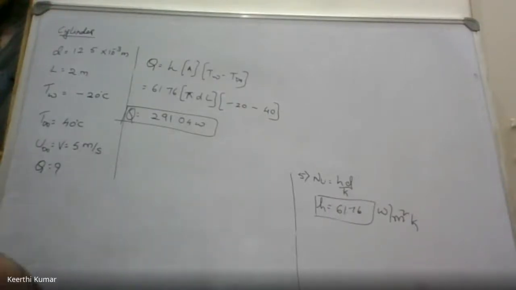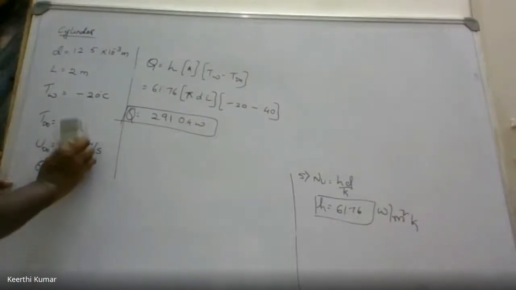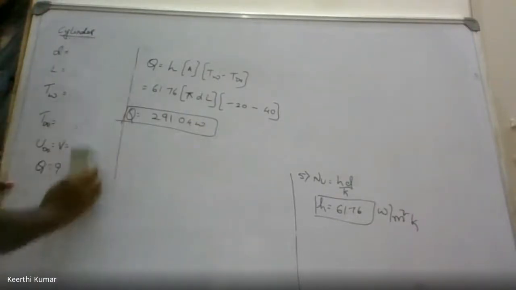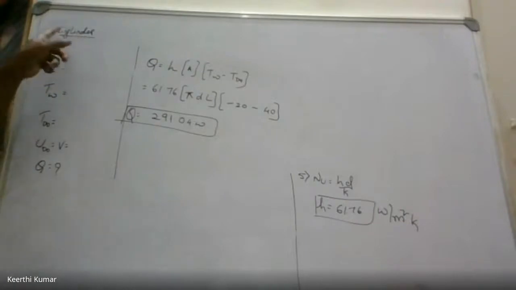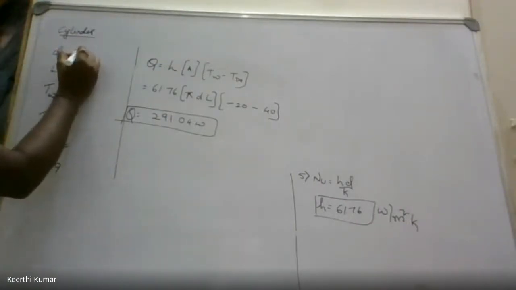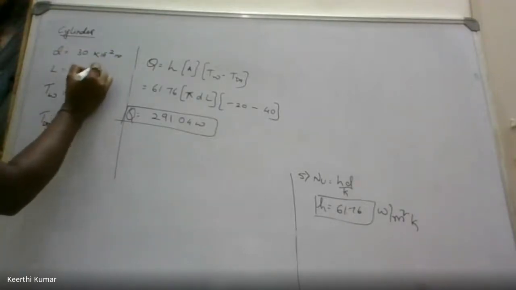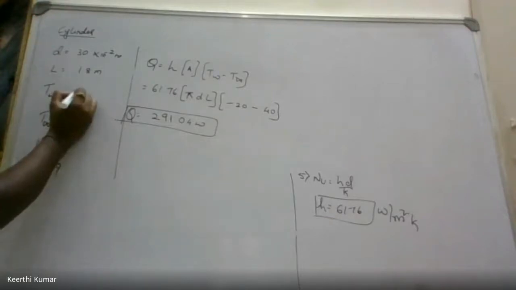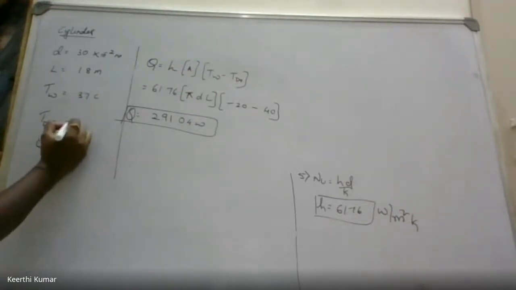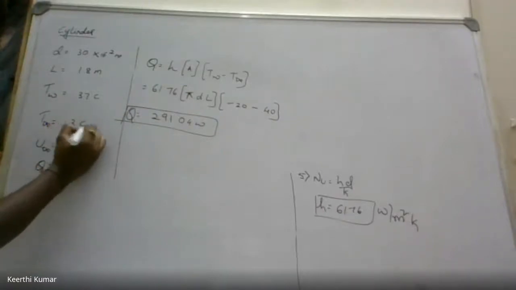So I'll write the data. All the notations are the same here. Diameter: instead of a cylinder, he has given a person, a man; consider it as a cylinder. Diameter is 13 × 10^-2 meters, length is 1.8 meters, and the temperature of the body of a person is 37 degrees centigrade. Surrounding air temperature is 3 degrees centigrade.